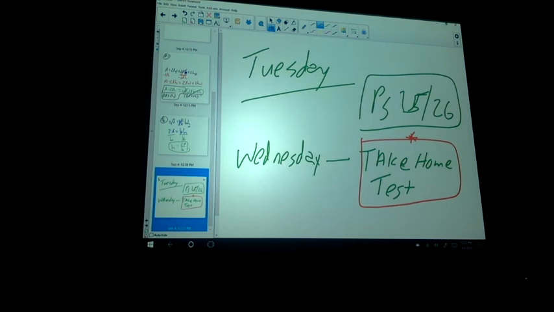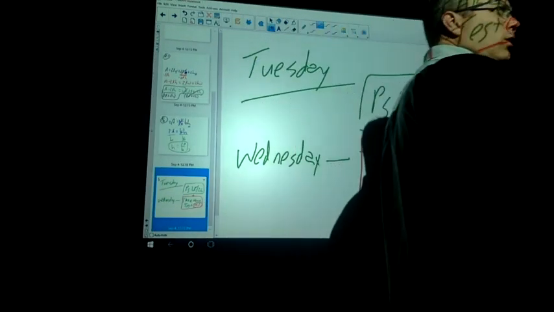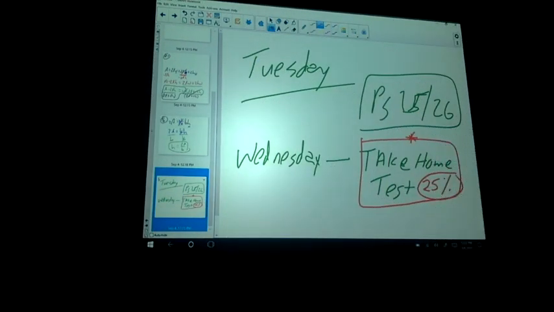Okay? If you can do the things on the take-home test and you understand it, that means that you're going to do great on the in-class test. The take-home test is worth 25% of the test grade. When I grade the take-home test, the questions are graded as right or wrong. No partial. Does that make sense? Why do I do that? Well, you have the opportunity to use any material as you want on it.